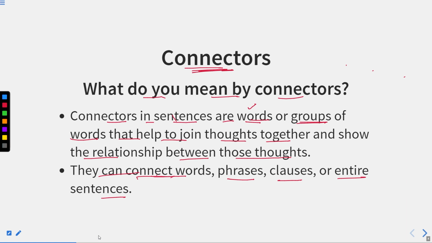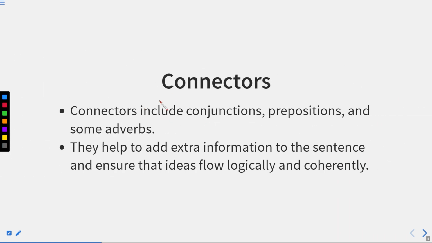Now let us move to the next part. Connectors include conjunctions. So what can connectors include? They can include conjunctions, prepositions and some adverbs as well. As I told you, these joining words can be conjunctions, can be prepositions. Yes, of course, there are some adverbs also which can join two sentences together. For example, the word literally can join many sentences together.